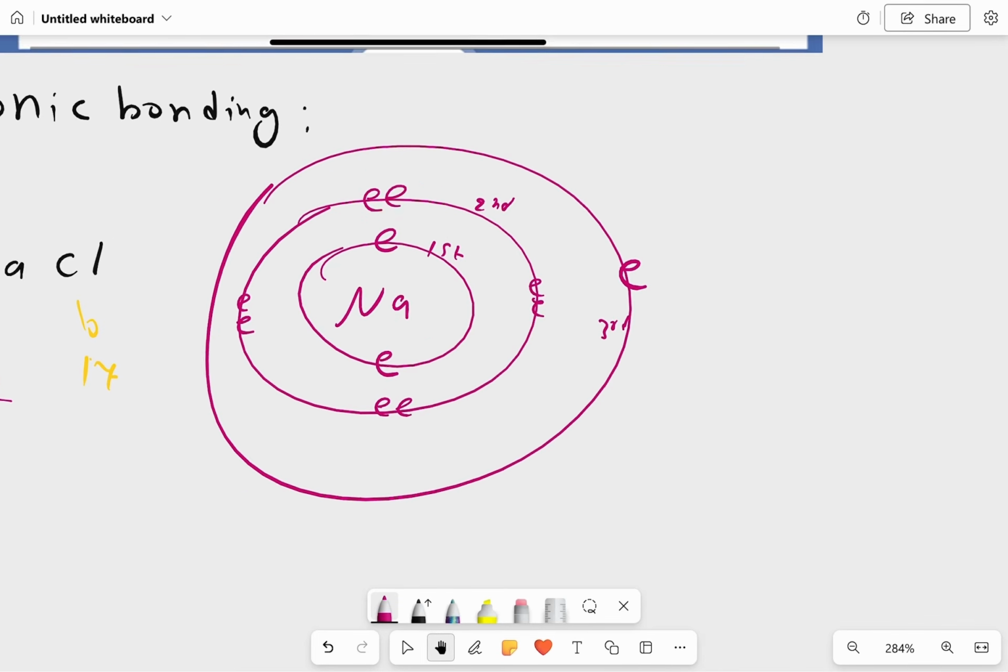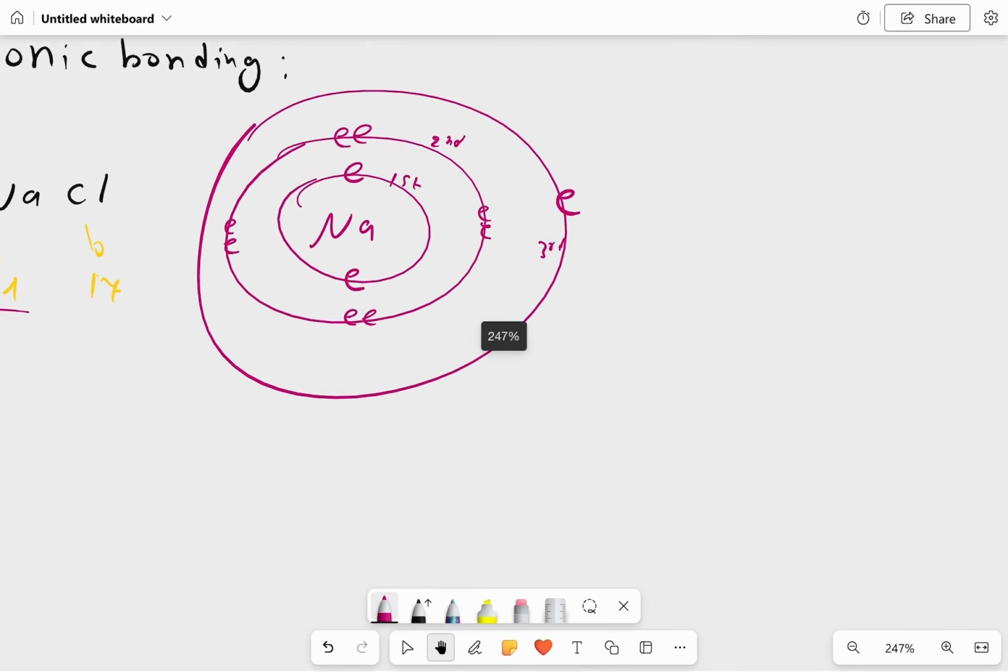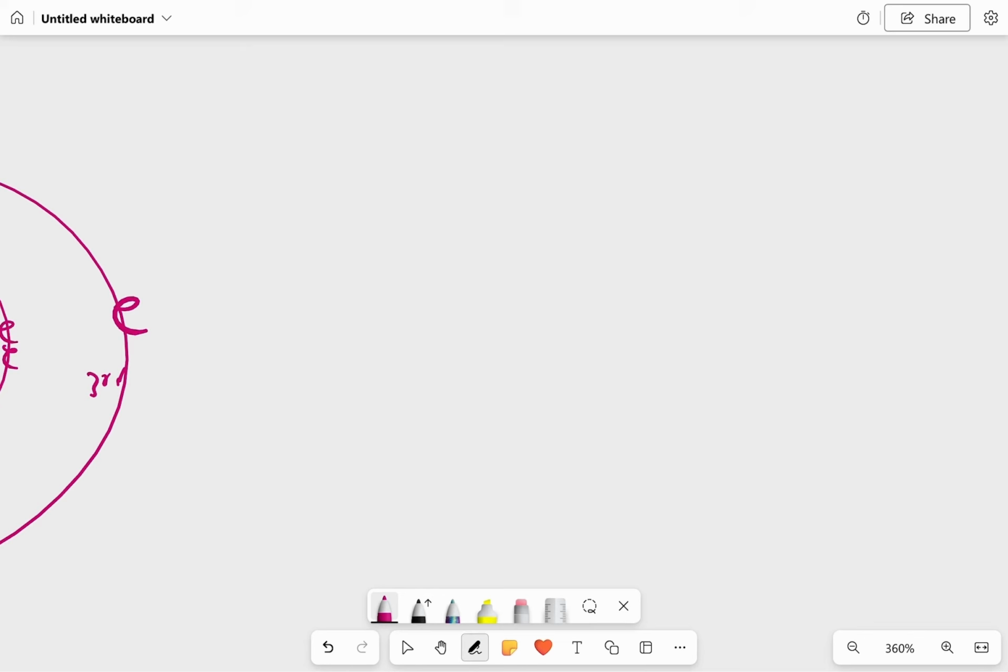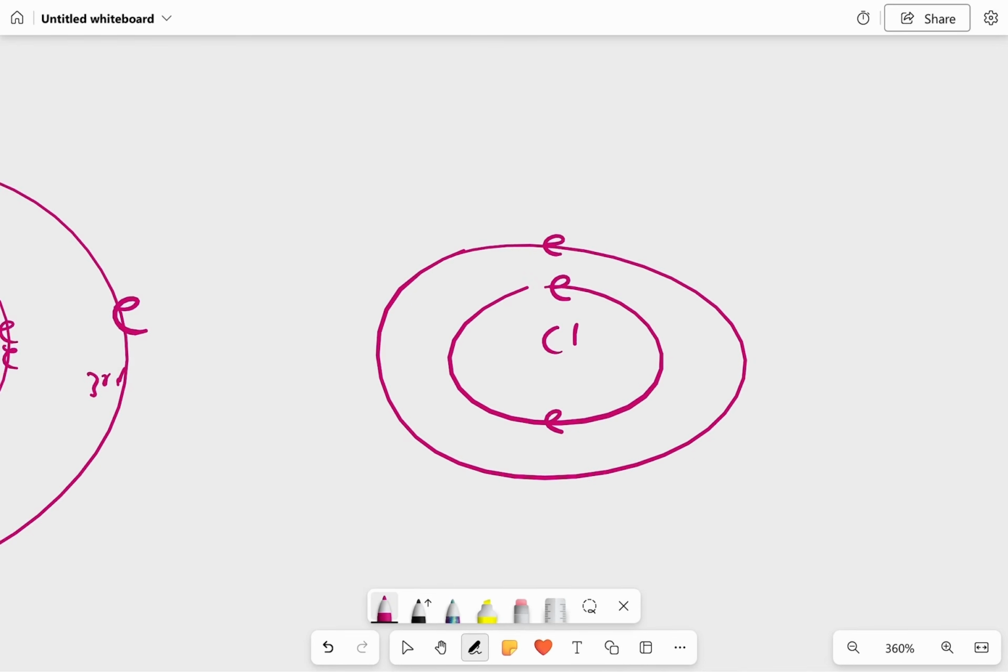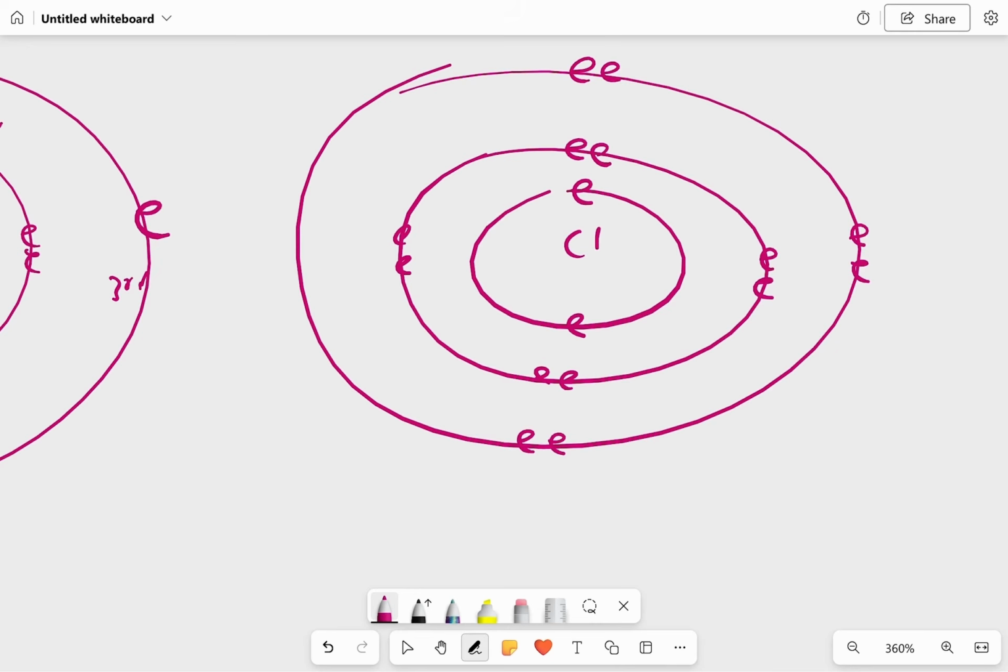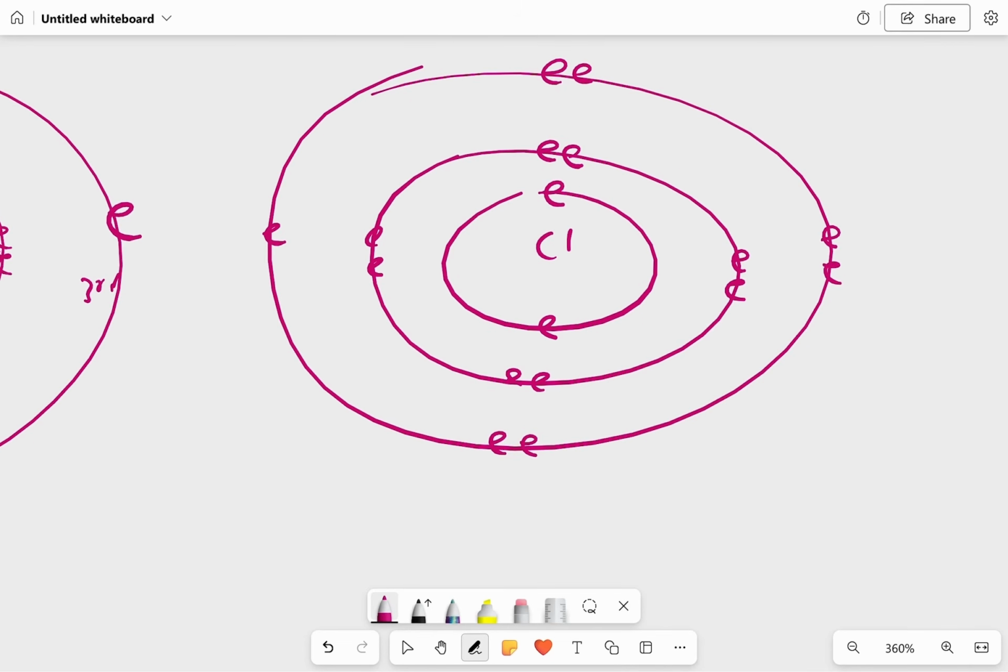Now we have Cl. For Cl, we have 17. You have 17 electrons. In the first shell, you have 2 electrons. In the second shell, you have 8 electrons: 1, 2, 3, 4, 5, 6, 7, and 8. This is 10. And you have 7 in the outer shell: 1, 2, 3, 4, 5, 6, and now this is 7. Now you have 17 electrons.